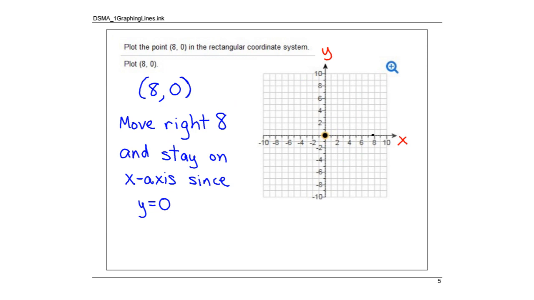Okay, so for the ordered pair (8, 0), x is going to equal 8. So we're going to go to 8 on the x-axis. y is equal to 0. So since y is equal to 0, we're going to stay put. We're going to grab this dot in the middle, drag it over to where x is equal to 8, but then we're going to stay where we are because y is equal to 0. And so we're not going to go up or down for y. We're just going to stay put.